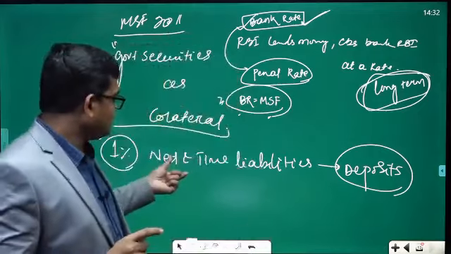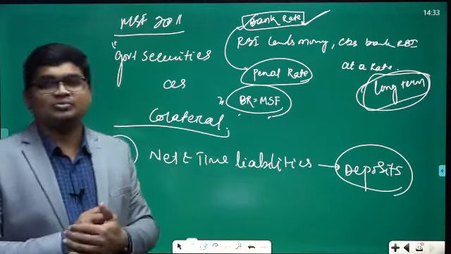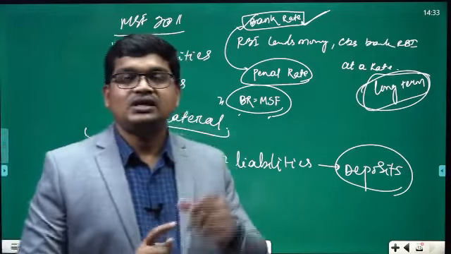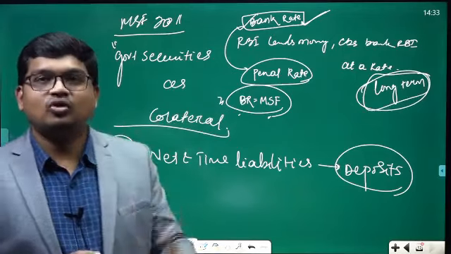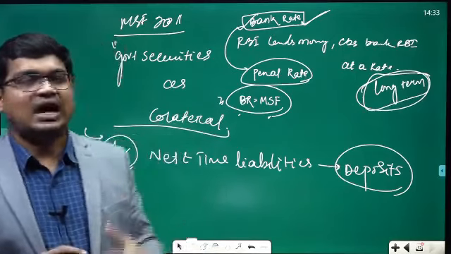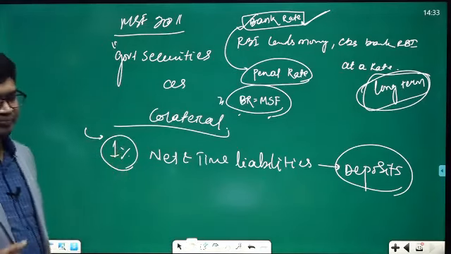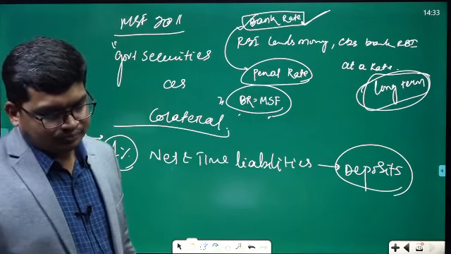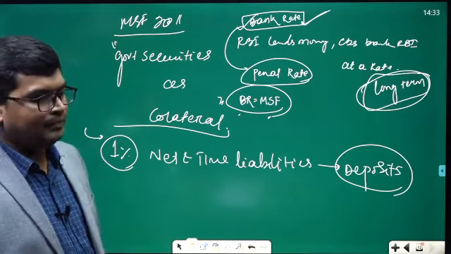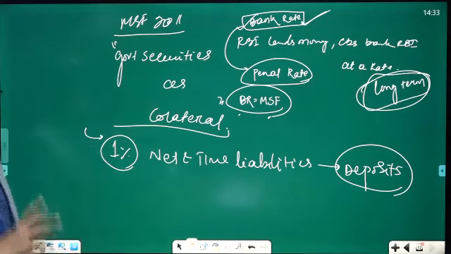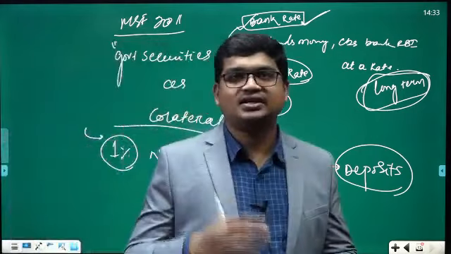Suppose this NDTL, net demand and time liabilities or deposits, is 1,000 rupees for a particular scheduled commercial bank. So only up to 1% of that deposit amount can be borrowed by the scheduled commercial bank from the RBI under this marginal standing facility rate. Okay. Clear? This is all about your bank rate and marginal standing facility rate.